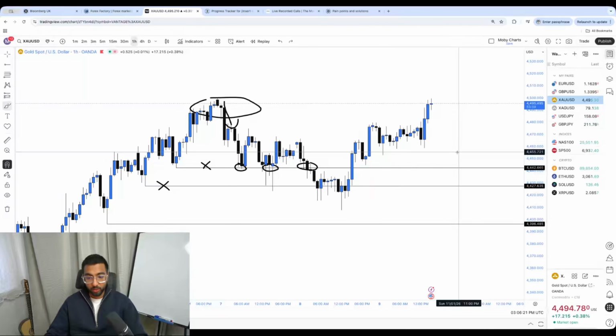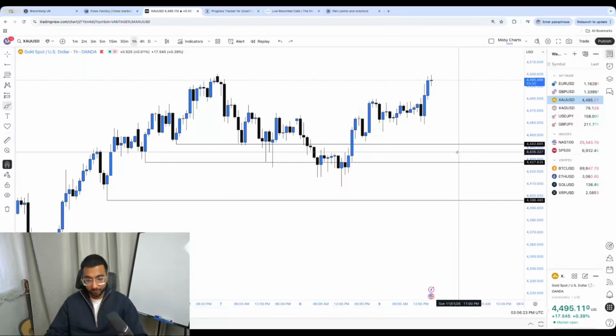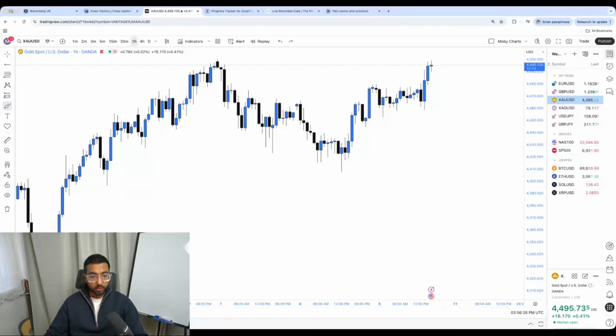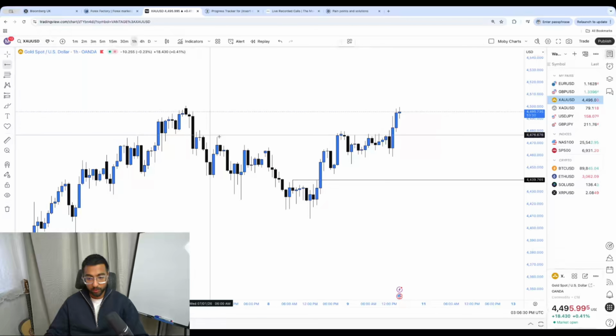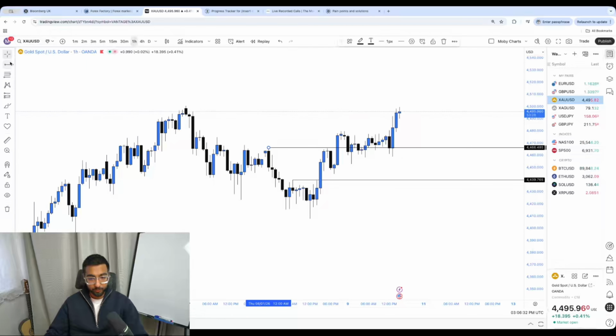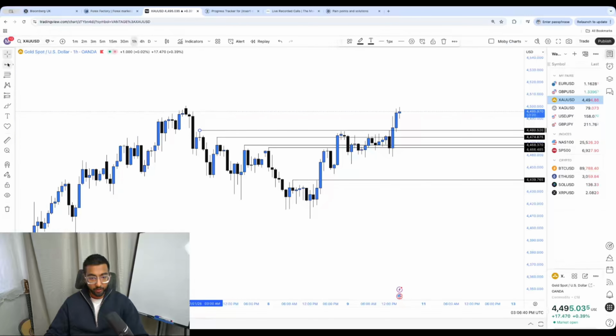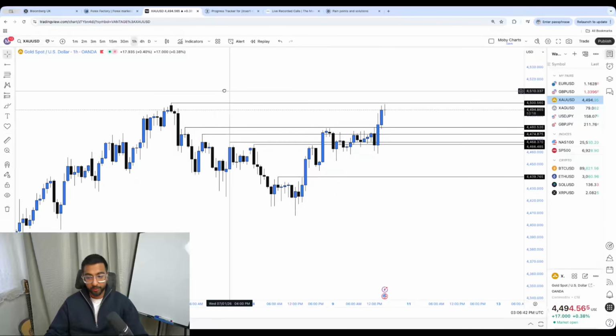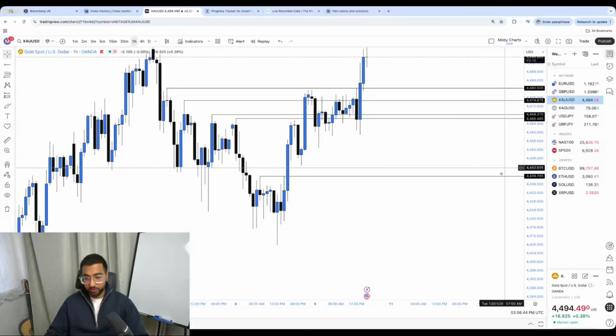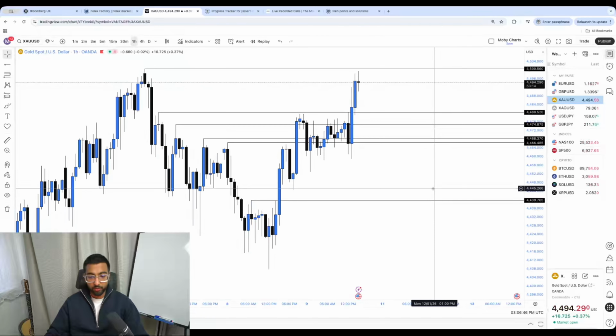But then even if we look at it from the other perspective, price decides to push up. Well, guess what? We got a high right here, a high right here, a high right here, a high right here, a high right here, and then obviously a high right here.